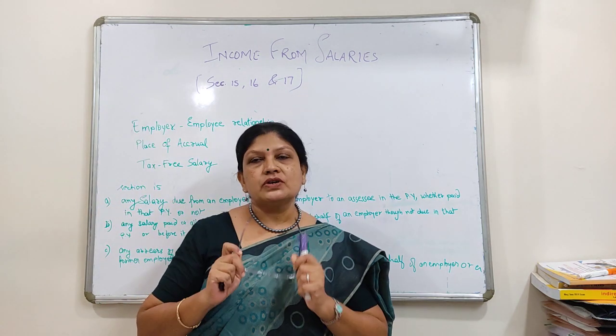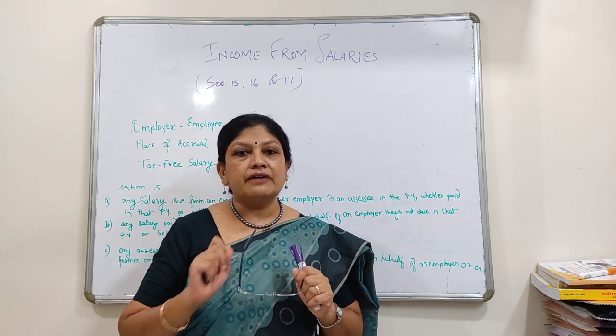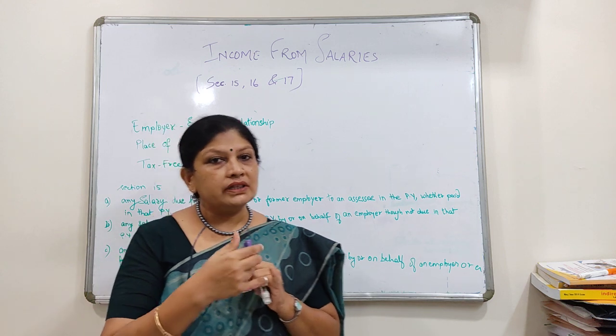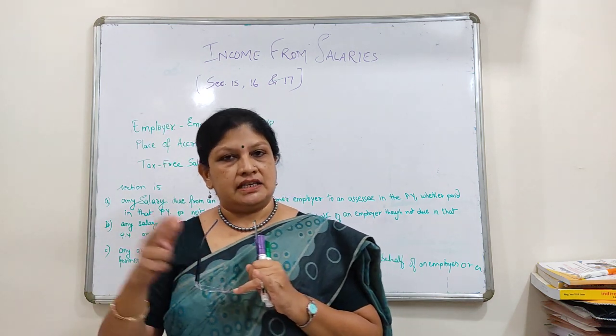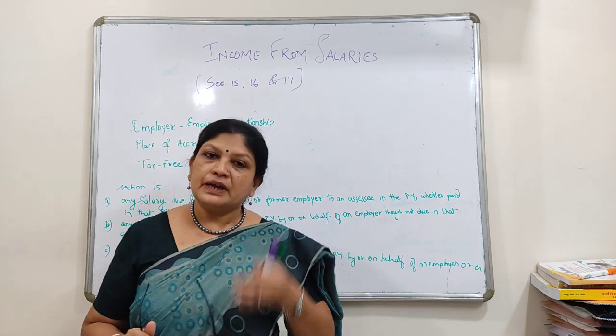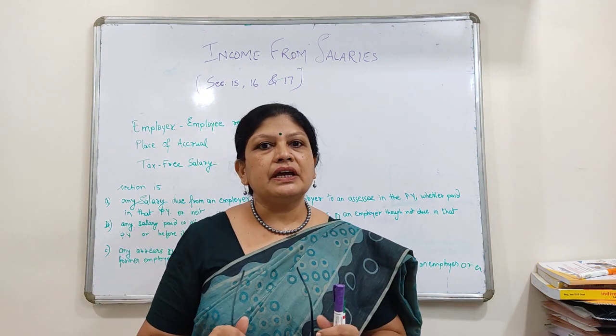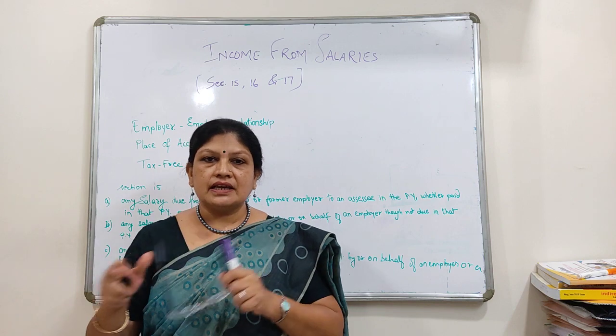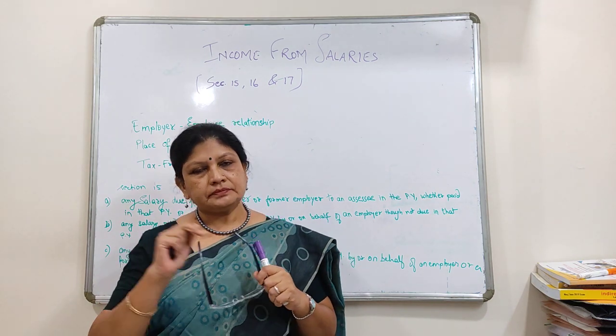Basically, when we talk about salary, we will be covering it in 3 parts. We will be covering all the allowances, whether they are tax-free or taxable. We will be covering perquisites, and we will be covering the retirement benefits. These will be the 3 things which we will cover.